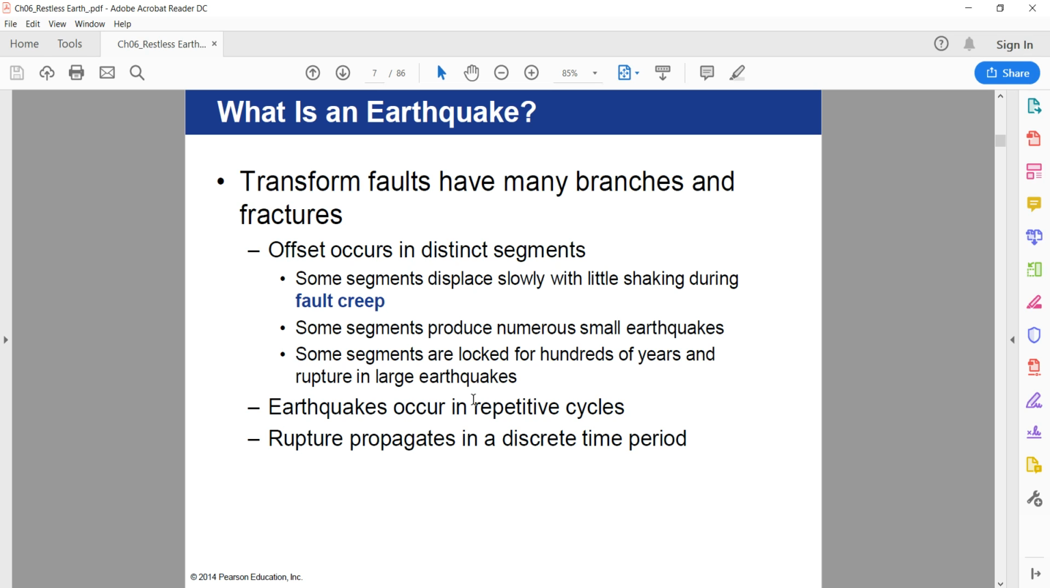Rupture propagates in discrete time periods. Discrete time period means that it will happen, suppose, now at 11 o'clock, and then another event will happen maybe at 1 in the afternoon, another will happen at 6 in the evening. So that is what discrete time period means. The earthquake event is not continuous, but as these plates are trying to slide past each other and the friction is trying to prevent it, this will continue to happen until the friction locks these two plates again in a stable position.